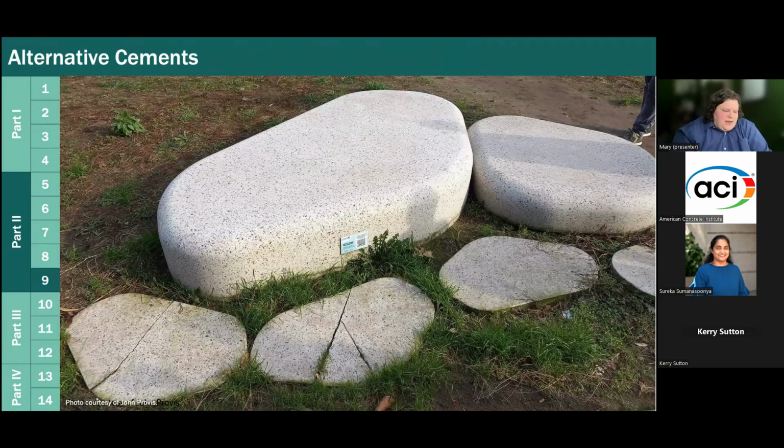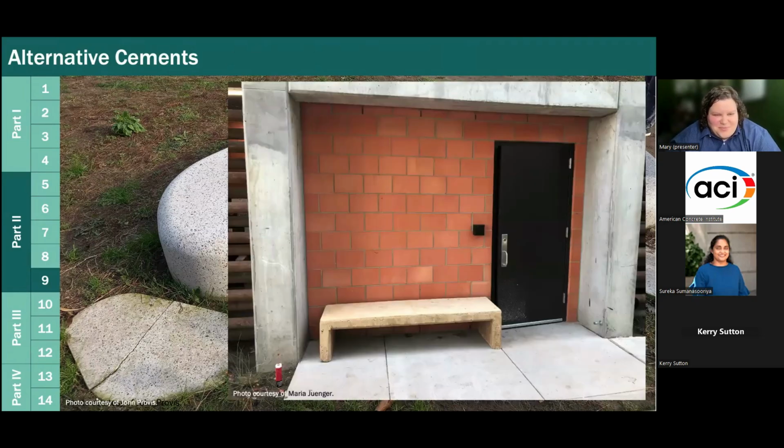All right, chapter 9, concluding part 2, is about alternative cements. This is kind of cool. It's a bench in Belgium, I think. This picture is from John Provis. This is alkali activated cement. In asking for pictures, I got a surprising number of pictures of concrete furniture. Here's another one, a bench from Maria Juenger. Thank you. It's kind of funny. I got more too, but I didn't put them in here. It's a big deal, I guess, to do furniture.